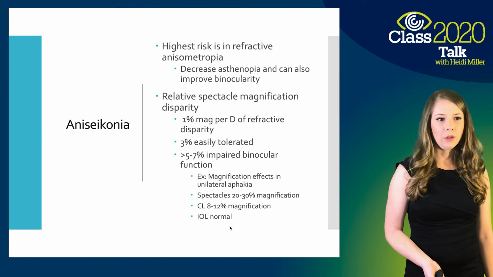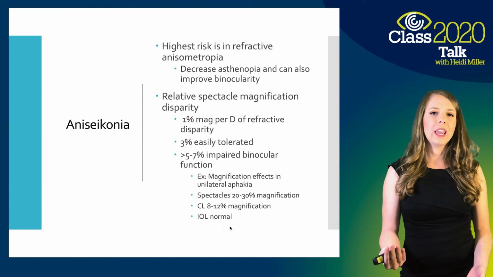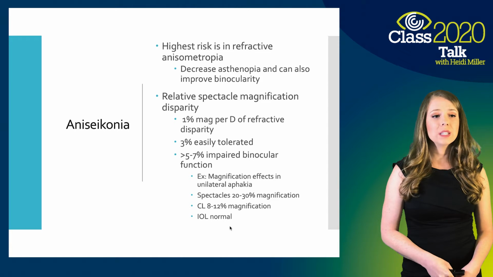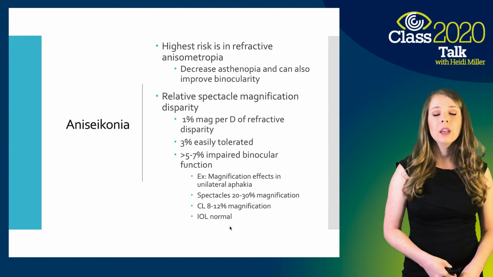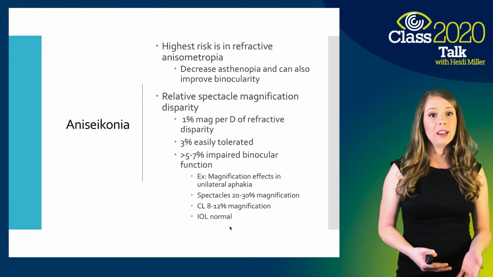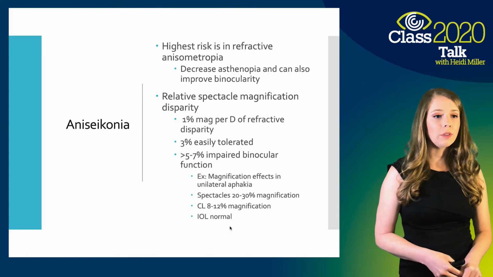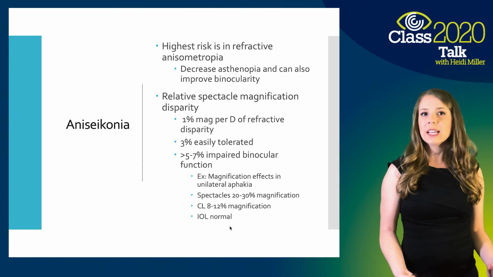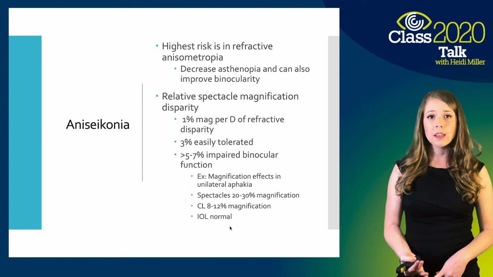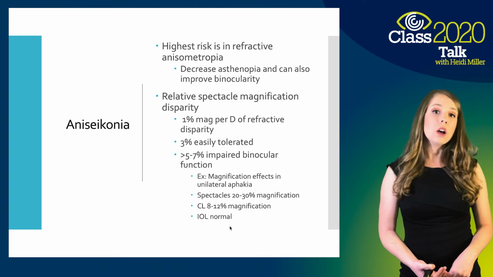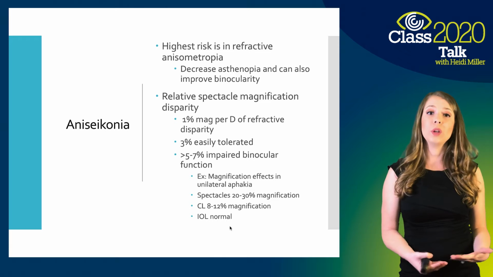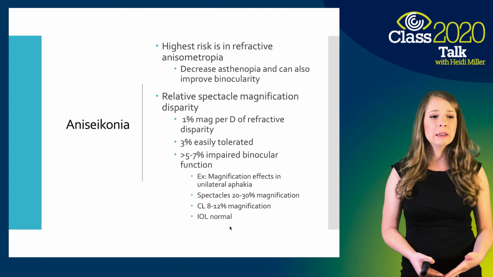When we look at aniseikonia, this is where we're talking about magnification differences between refractive errors in two eyes. And this is one of the highest risks in refractive anisometropia, because if you have too big of a difference between the two eyes, the better seeing eye is going to be favored and take over. And when we think about putting contacts on the eyes and eliminating those magnification differences, what it can do is reduce asthenopia, and it can also help improve binocularity, because now we don't have those differences in magnification, so we're promoting fusion and better binocularity in these kids.